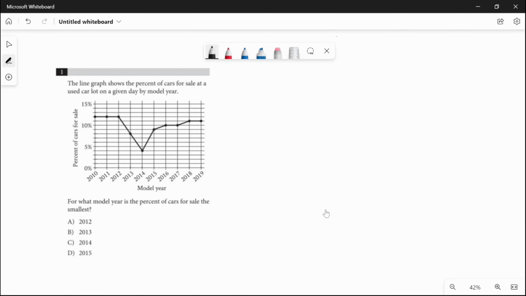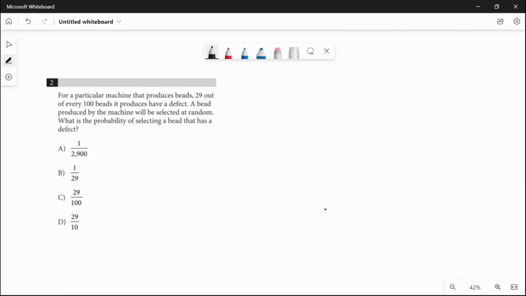Question number 1. The line graph shows the percent of cars for sale at a used car lot on a given day by model year. For what model year is the percent of cars for sale the smallest? So here we are given a line graph, and we are asked to find the year at which the line graph has its lowest value. As you can notice, the lowest value is at this point here, and this point corresponds to the year 2014. Therefore, the answer is choice C.